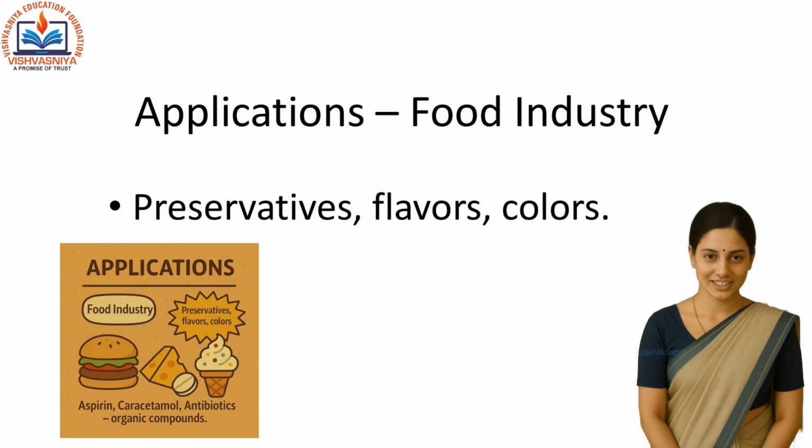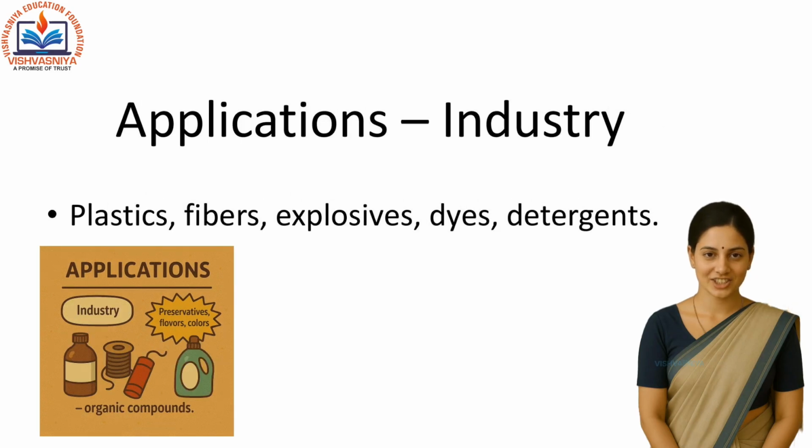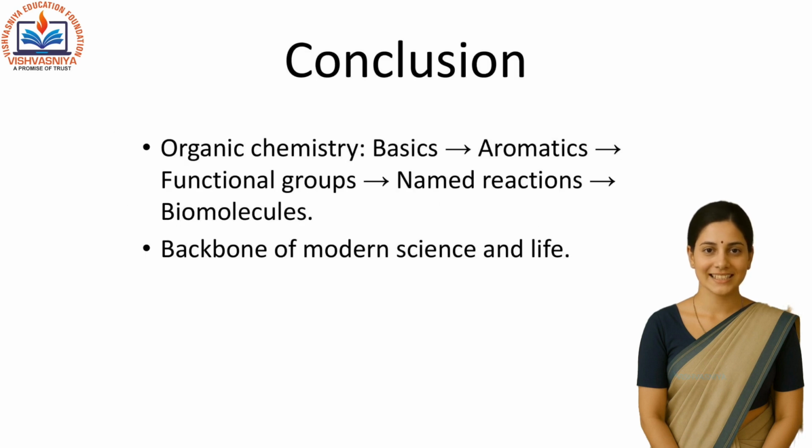Third, the food industry. Organic compounds are used as preservatives to protect food, as flavors to improve taste, and as artificial colors. Fourth, industrial applications. Plastics like PVC, fibers like nylon and polyester, dyes for coloring, explosives like TNT, and detergents all are products of organic chemistry. So students, in this session we studied important named reactions, polymers, biomolecules, and applications of organic chemistry.